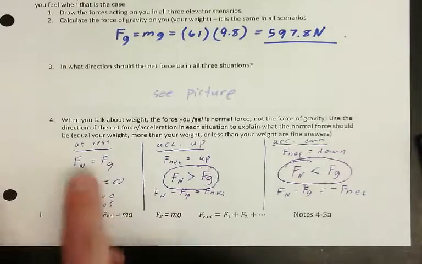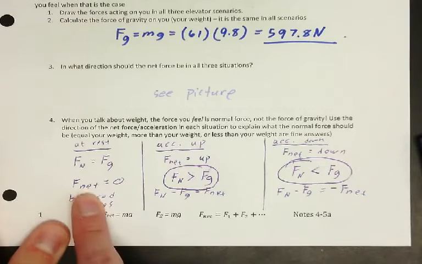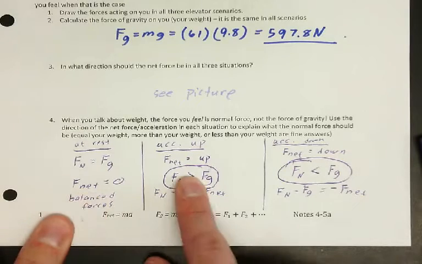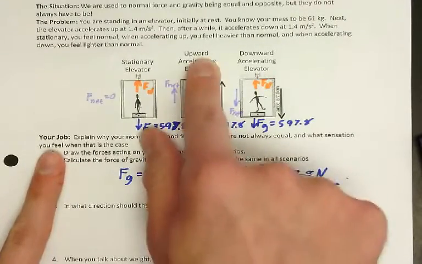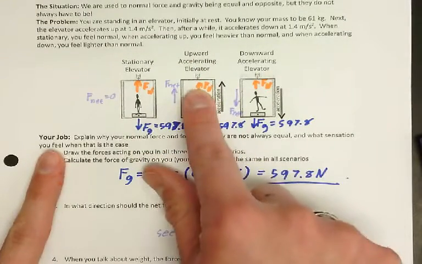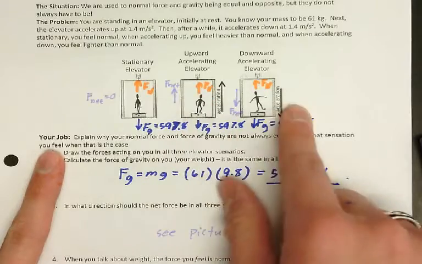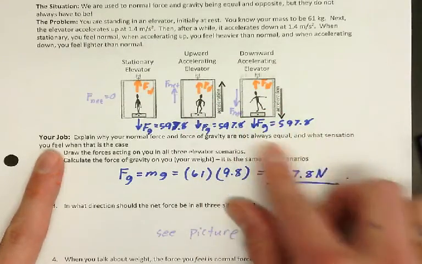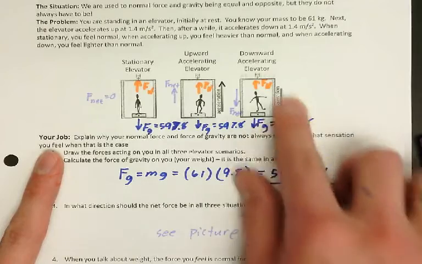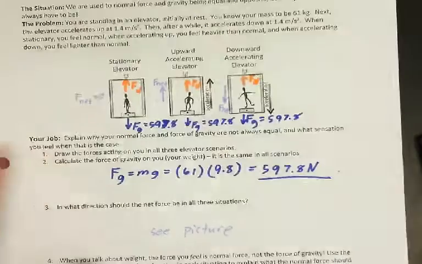So at rest, the normal force equals the force of gravity, so the net force is 0. When you're accelerating up, normal force has to be more in order to make you accelerate up. You have to have more up force than down, and normal is the up force. And on the way down, you're accelerating down, so the down force needs to be larger. Gravity can't change its value, so the normal force gets smaller. Okay?